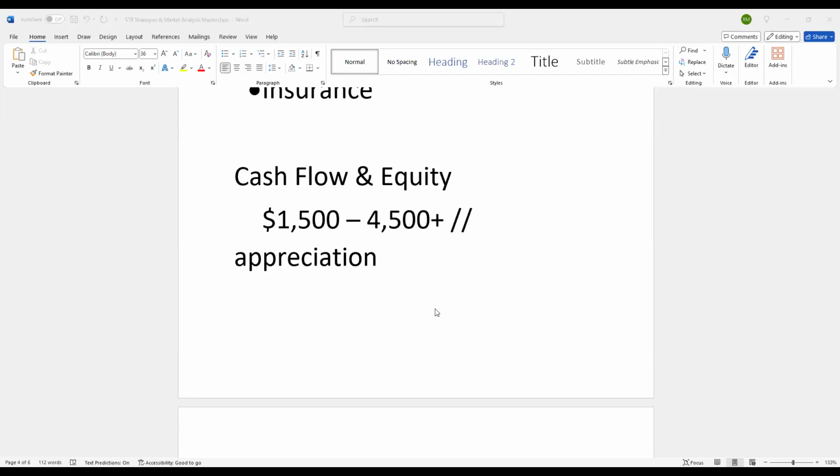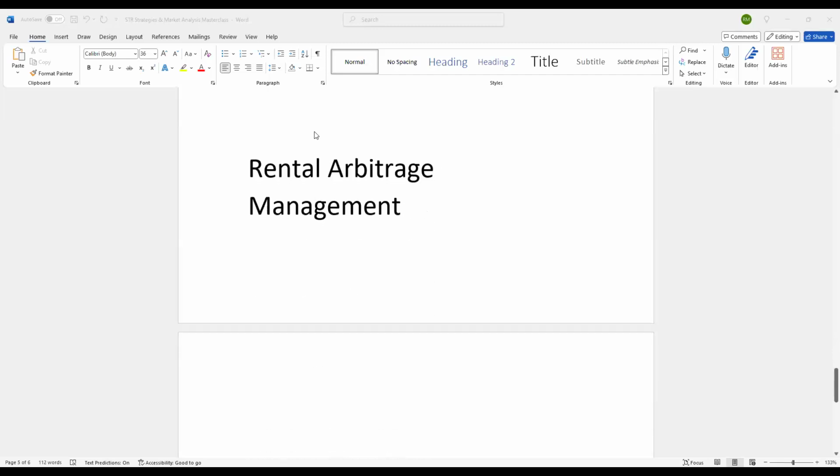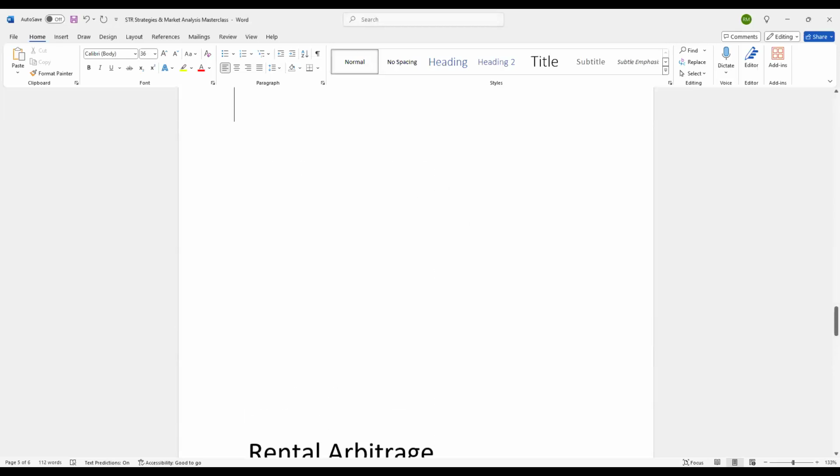Any other questions before we move on to the rental arbitrage strategy? Okay. All right. So with rental arbitrage, I'm going to go through a similar detailed walkthrough for you guys.